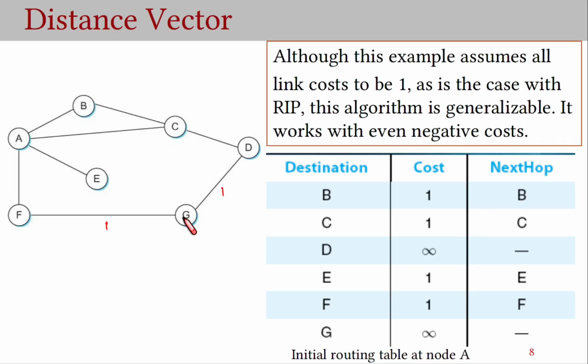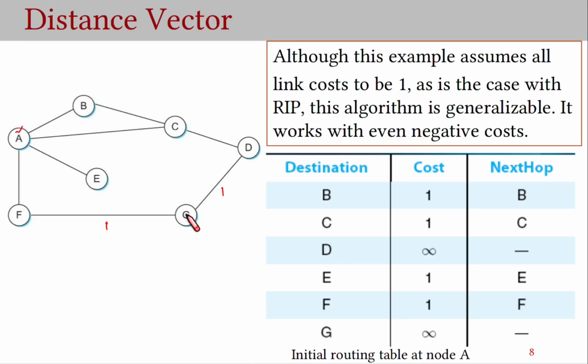So let's focus on this node A. Now remember, we had this assumption that every node knows the cost to reach its directly connected neighbors. So the directly connected neighbors of A are B, C, E, and F. So the first step is going to be initialization. It's going to use the costs that it already knows. So the cost to B is 1, cost to C is 1, cost to E is 1 and cost to F is 1.